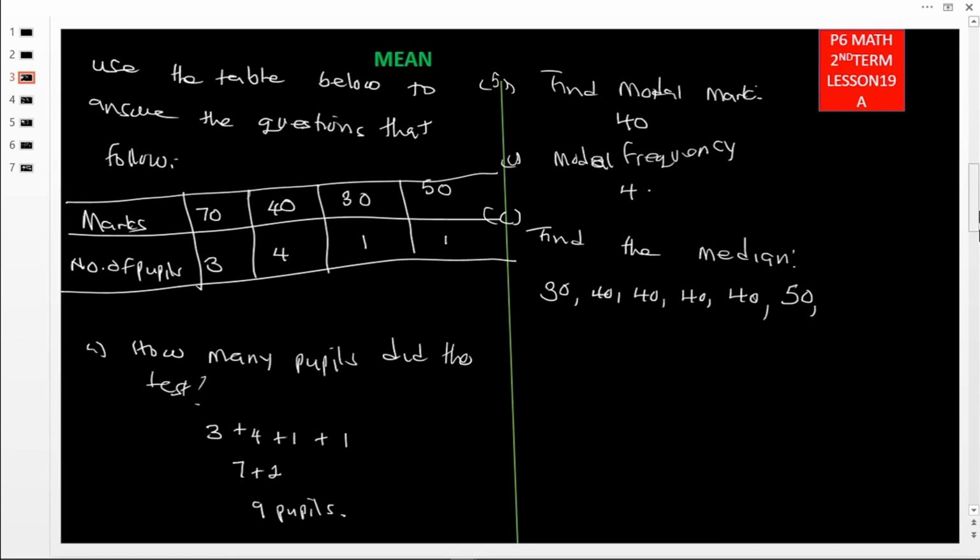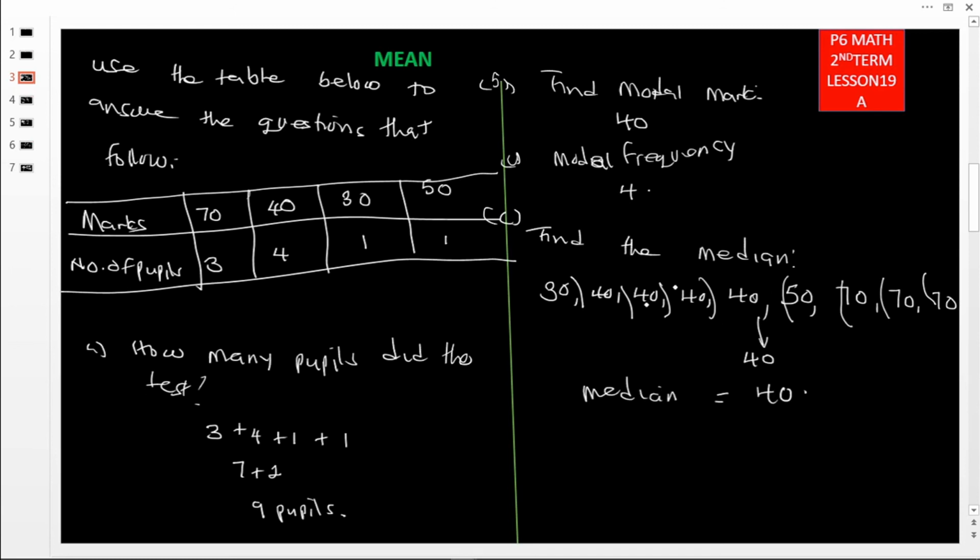Okay, so here we have this 70, another 70, and also another 70. So we get the median. This 30 goes with this 70, then this 40 pairs with this other 70, then this other 40 matches with this one, then this 40 goes with the 50. So we have remained with the 40. So 40 has remained there as the middle number. So the median is 40.